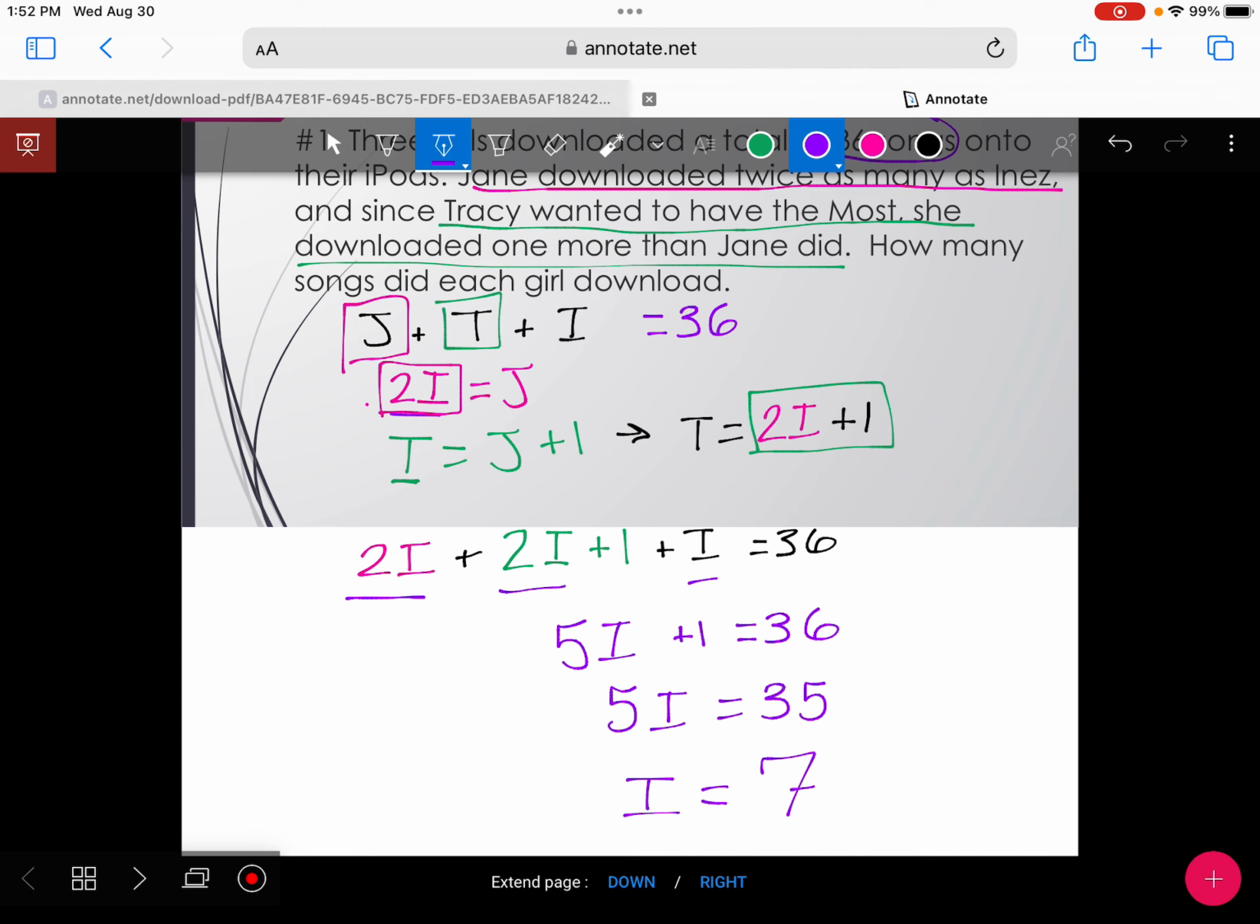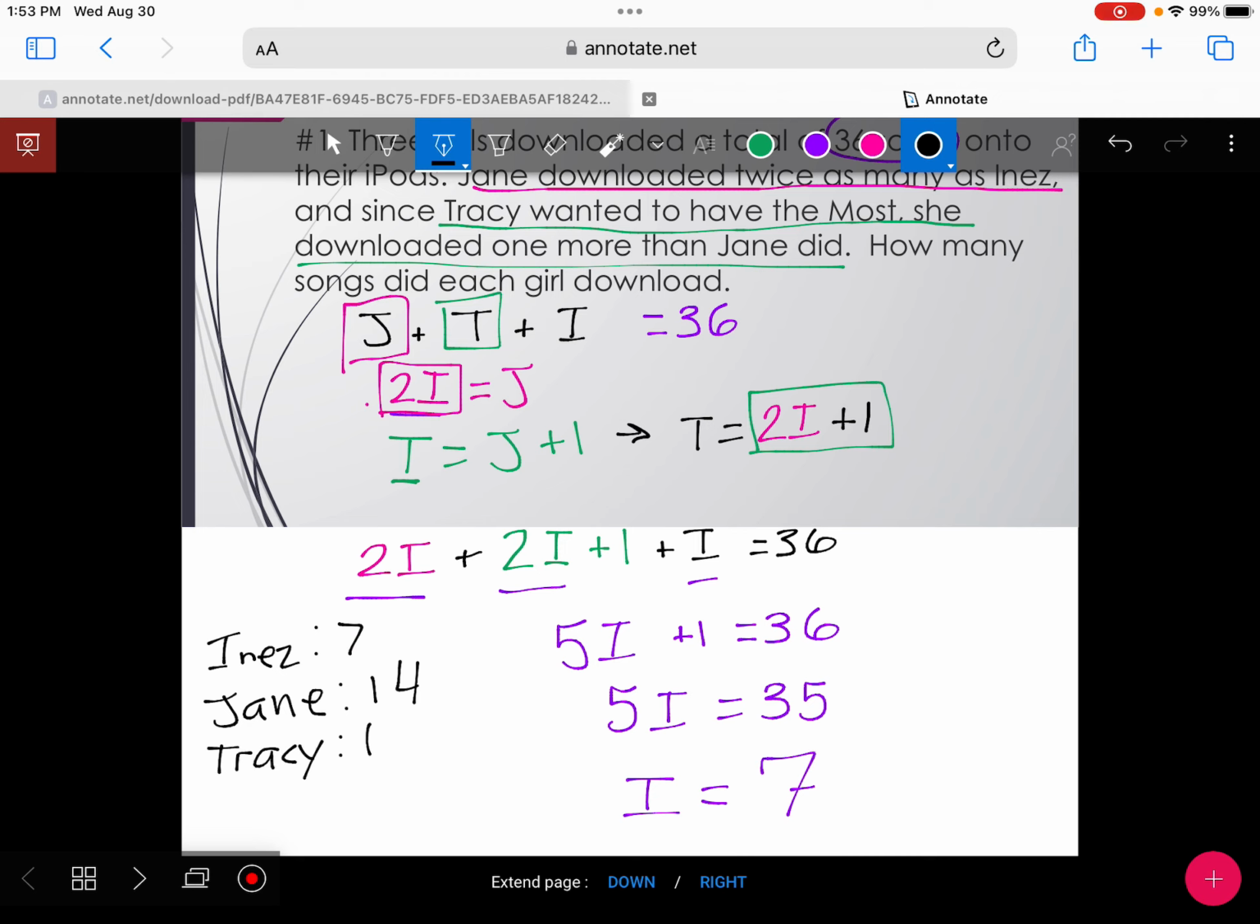Whew, surely we're done, right? Did I answer my question? No. I need to know how many songs each girl downloaded. What do I know? I know that Inez downloaded 7. From there, can I find out everybody else's with minimal effort? Because if Inez downloaded 7, how many did Jane download? 14, because Jane was twice Inez. I'll write Inez out because we'll give her full proper thing. And then how about Tracy?